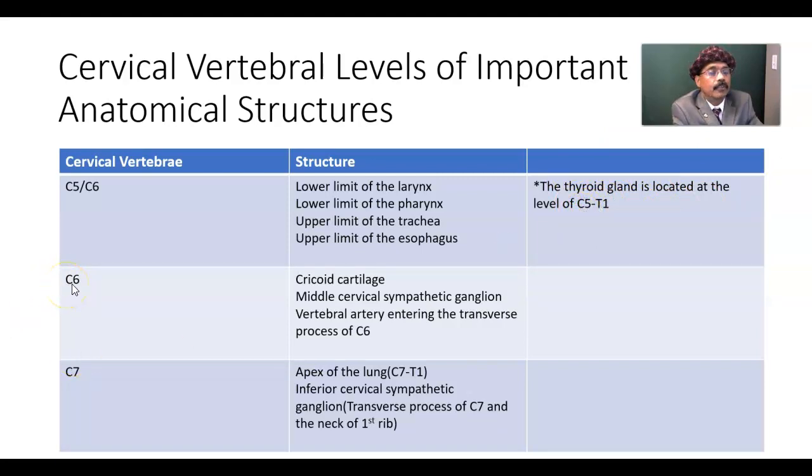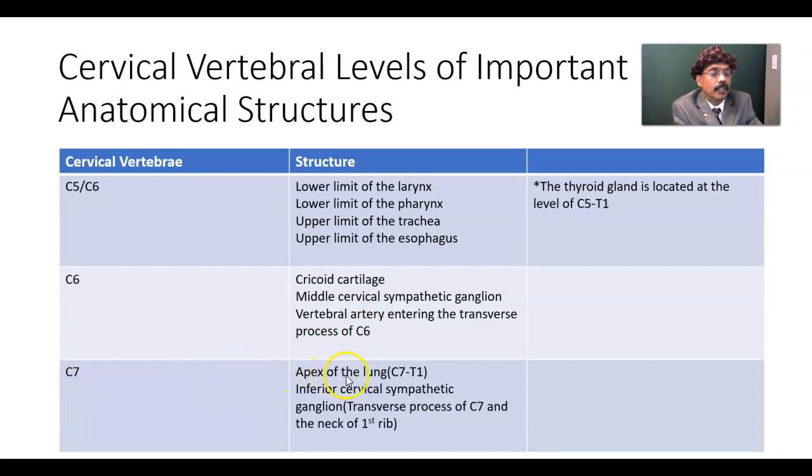At the level of C6, we have the cricoid cartilage, middle cervical sympathetic ganglion, and the vertebral artery entering the transverse process of cervical vertebra 6. It passes through the transverse foramen, or foramen transversarium, of cervical vertebra 6, then 5, 4, 3, 2, 1. Then the vertebral artery enters the cranial cavity through the foramen magnum and unites with the vertebral artery of the other side at the lower part of the pons and becomes the basilar artery.